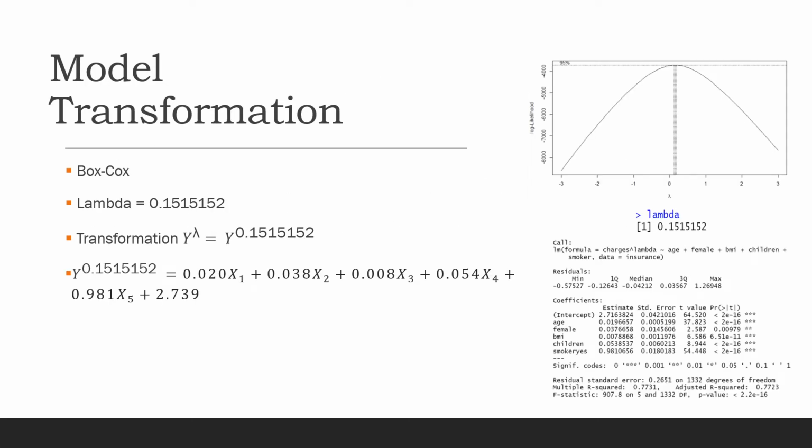In order to transform the data, the Box-Cox transformation was used, and the lambda was found to be 0.1515152. The transformed model is shown below with the summary at the bottom right. This shows an improved R-squared of 0.7731.